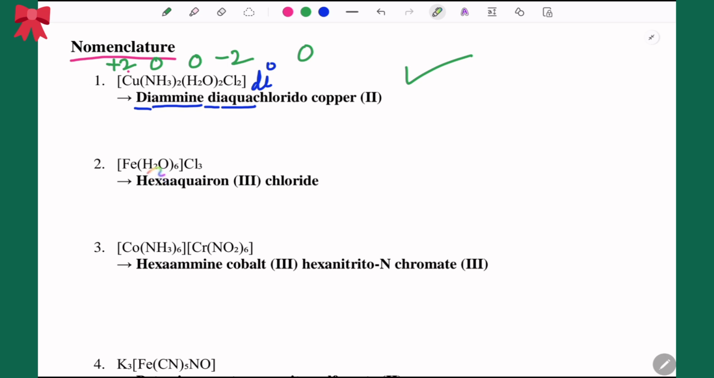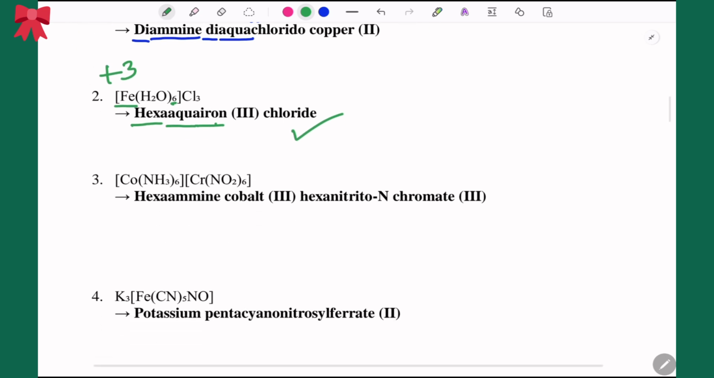In the second example, iron is the central metal atom, water is a neutral ligand, it is a monodentate ligand, its charge is 0. Chloride is a counter ion because it is written outside the square bracket, its charge is -1, so -1 into 3 is -3, and therefore iron has to be +3 because water is 0. So the total answer of this will come as 0. So with that knowledge, we will be naming this compound as 6 times, that is hexa, aqua means water, and then we write iron as iron because it is in the positive part of the complex, and chlorine is in the negative part of the complex. So this will be iron, and 3 because 3 was the oxidation state, and chloride.